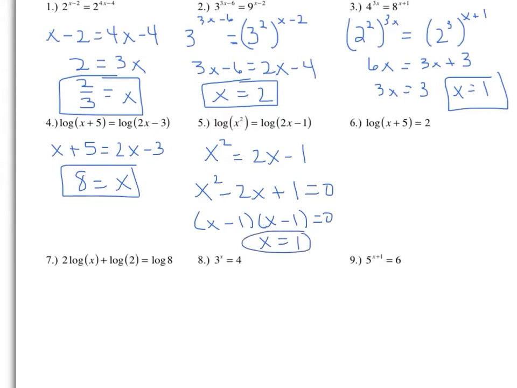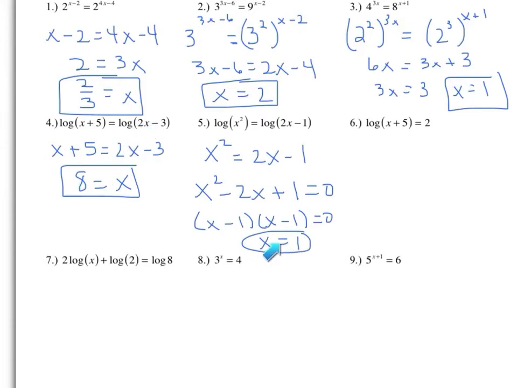So one thing we want to just double check is, remember, we can't have a log that's 0 or negative. So I'm going to go back to number 4 and just double check. So I'm going to plug in the 8. 8 plus 5, well, that's not 0 or a negative number. Same thing over here, so you have 16 minus 3 is 13, so that's okay.